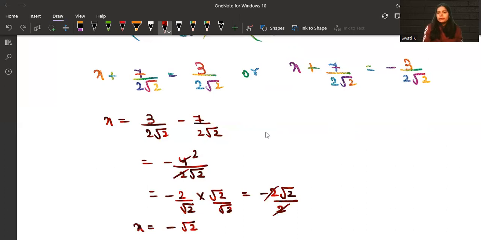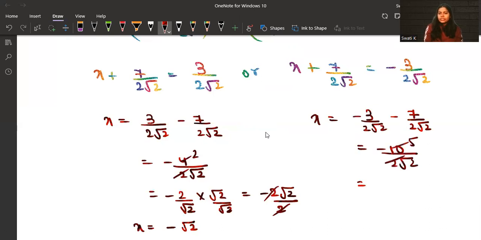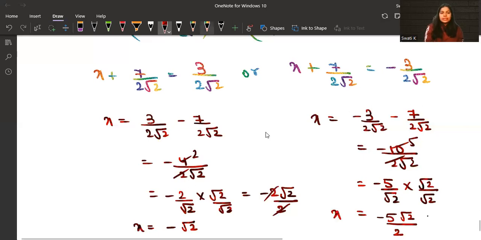Let's solve the second case. This will become x equals minus 3 upon 2 root 2, and 7 upon 2 root 2 will become minus 7 upon 2 root 2. If you take the LCM, this will become minus 10 upon 2 root 2. Again, we have to rationalize this, because we have an irrational term in the denominator. If you want a separate topic on rationalization, if you're not good in rationalization, let me know in the comment section. So this will become minus 5 root 2, as root 2 into root 2 is 2. So we are getting the second answer of x as this. That's our final answer.